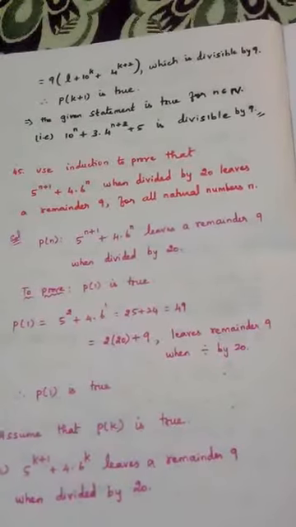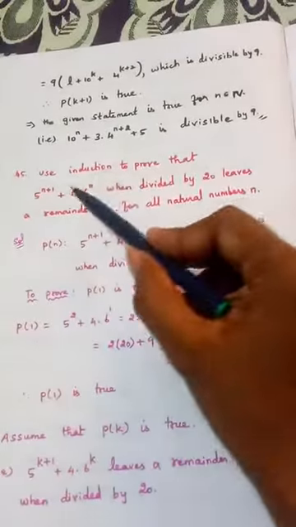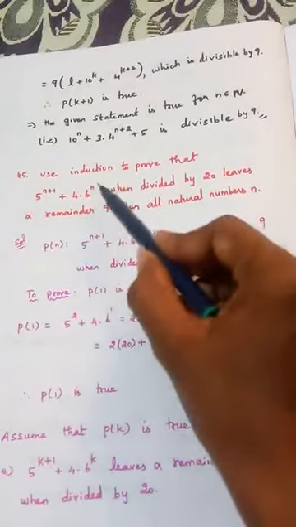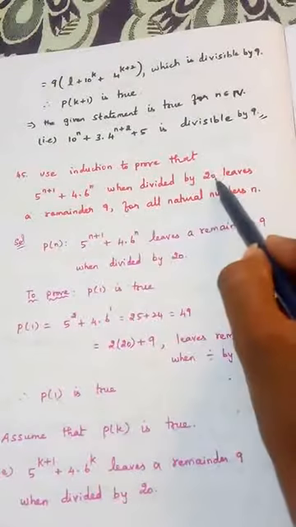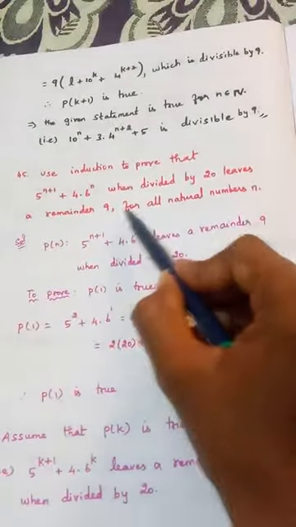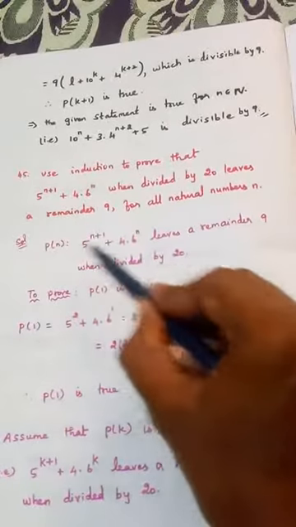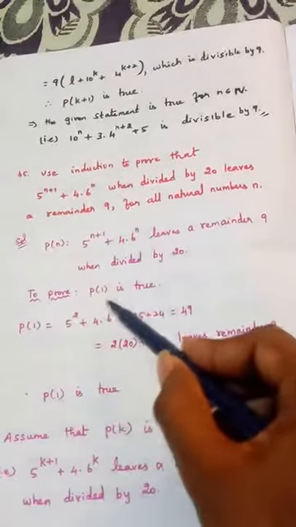We will see one more sum, the last sum, and we will complete this chapter. Use mathematical induction to prove that 5 power n plus 1 plus 4 into 6 power n, when divided by 20, leaves a remainder 9 for all natural numbers n. So what is the question? Taken as P of n. To prove P of 1 is true.